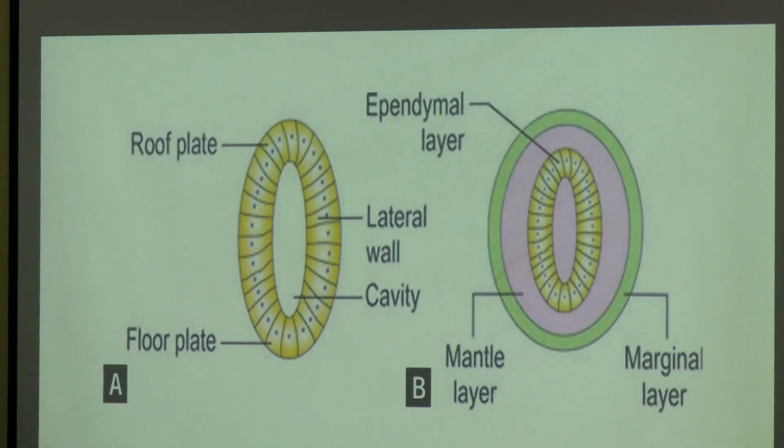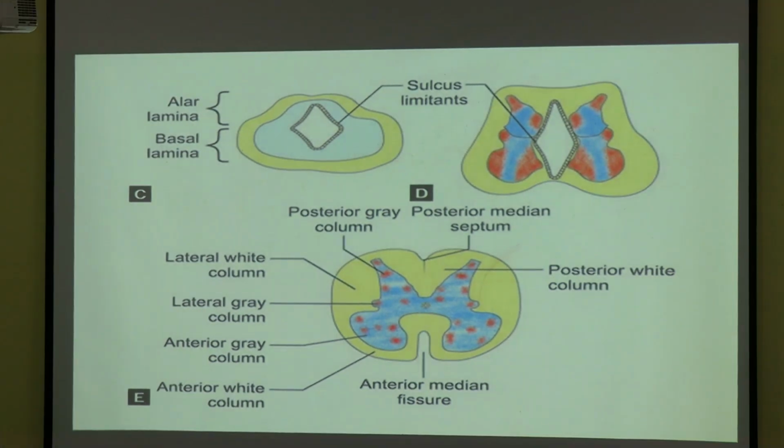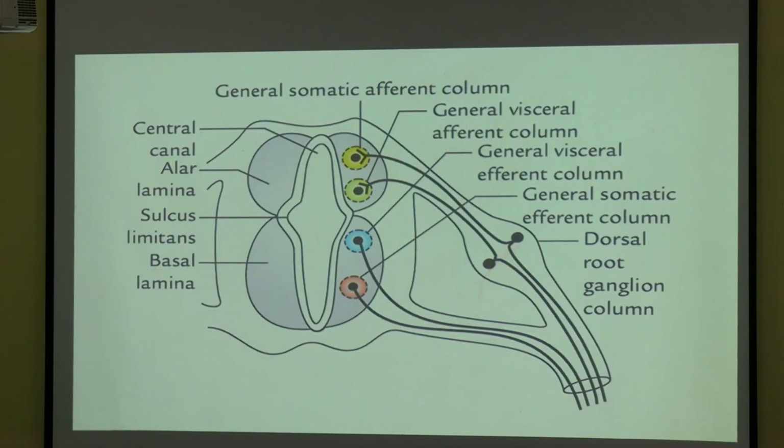This is the picture for the formation of the 3 cell layers. And here you can see the formation of the sulcus limitans, dividing the dorsal and ventral parts, and also the formation of the central canal. Picture E is the adult structure of the spinal cord, which you have already seen in your histology class. You can compare the structures with that one. Any doubts? This is the picture for the functional components, which I have also drawn.